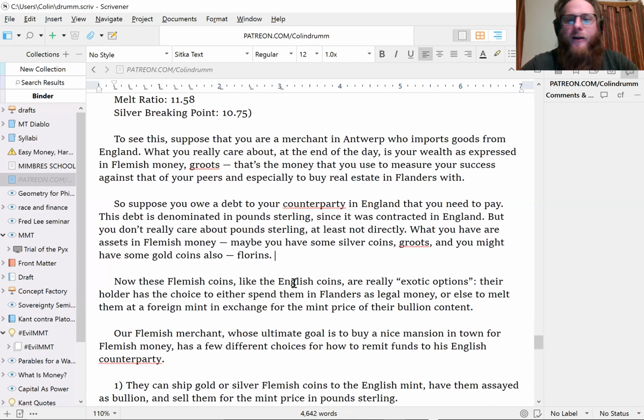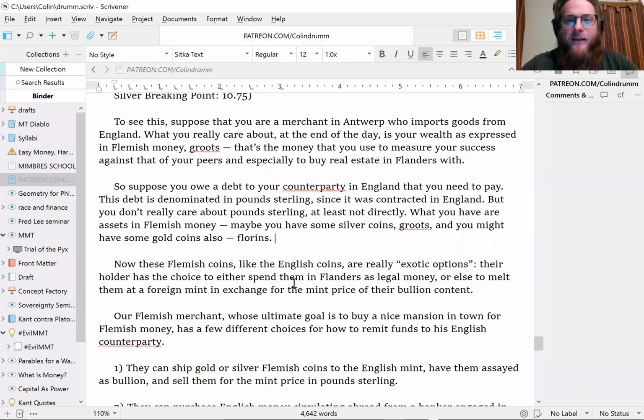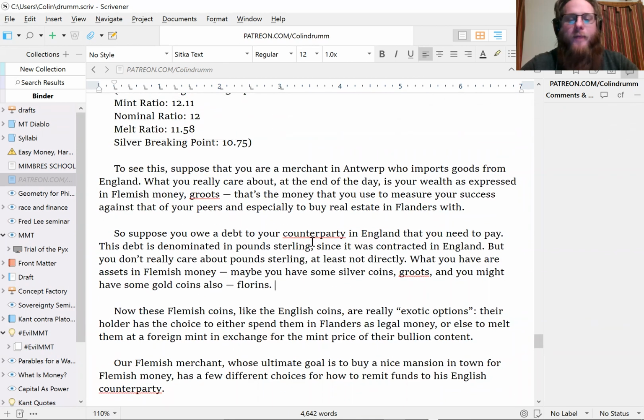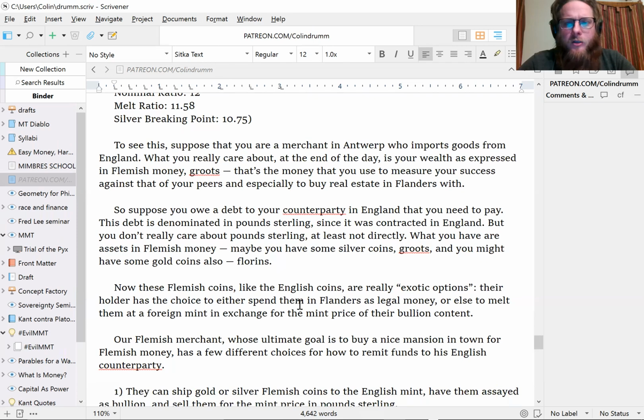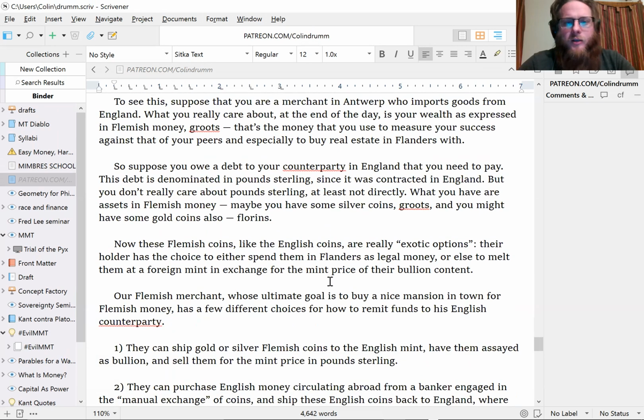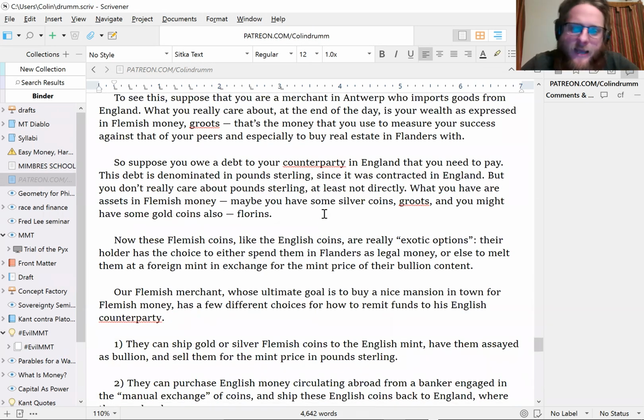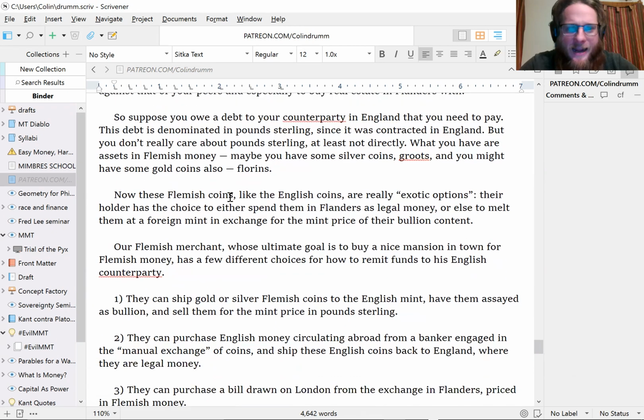If I'm going to buy my mansion in town, I need Flemish money in order to do that. That's what I really care about. But the money that I'm going to pay to the exporter who exported me the goods that I imported in England is in pounds sterling, in English money. So there's a difference. I owe a debt to my counterparty in England, and it's in pound sterling.